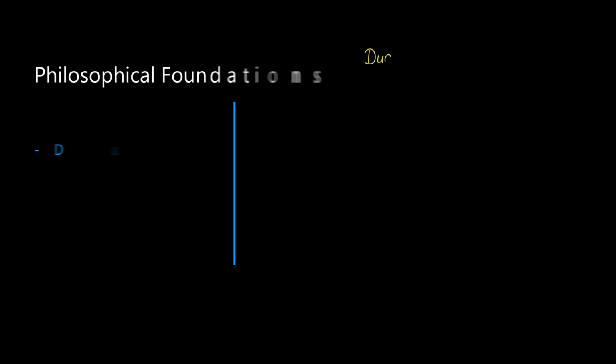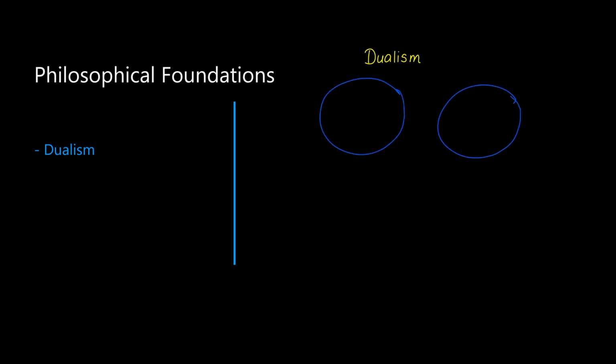Let's move to the philosophical foundations of AI. Dualism is the idea that two distinct and independent realities exist. In AI terms, this often refers to the mind-body problem. Is consciousness something separate from physical processes? This philosophical debate shapes how we think about whether machines can truly think or just simulate thinking.